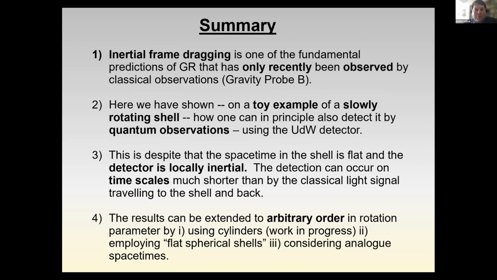So, summary. Inertial frame dragging is one of the fundamental predictions of GR that has only recently been observed by classical observations. I was trying to propose here a toy example of a slowly rotating shell where you can, in principle, detect this quantum mechanically. This can be upgraded by considering either cylinders or some analog spacetimes, or maybe the best way is to actually use cylinders instead of the shell. So thank you so much.